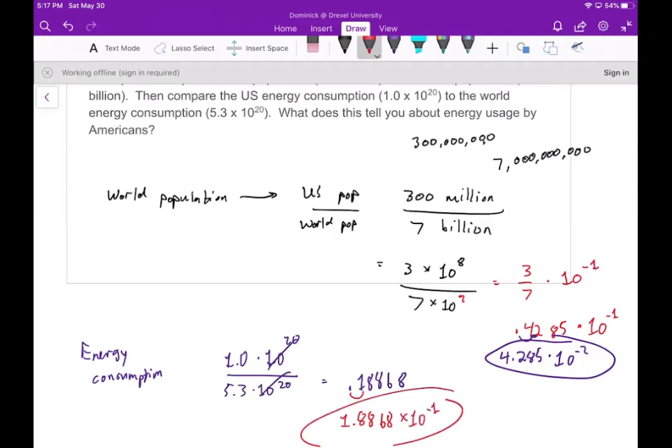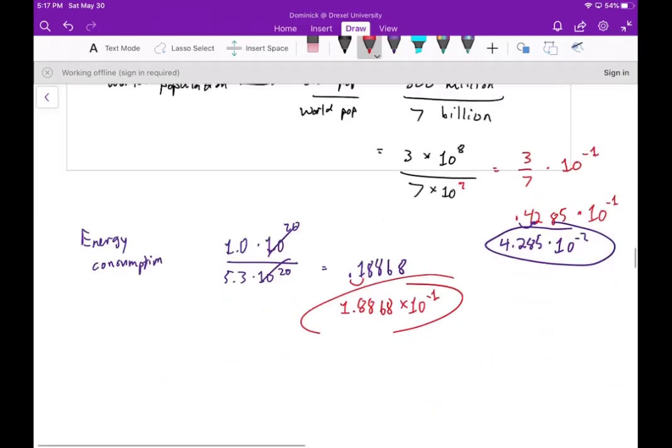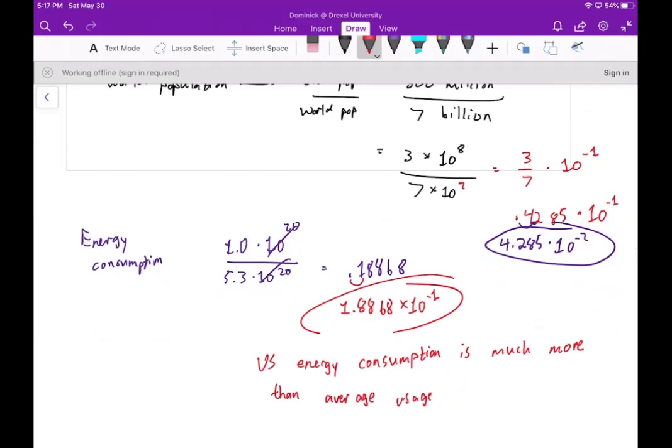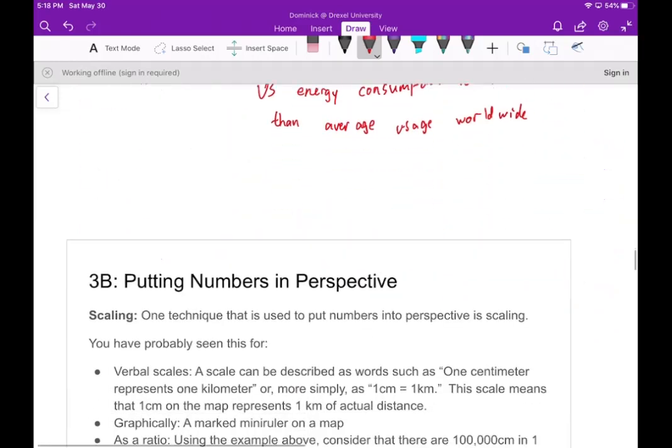Now, this number is a whole order of magnitude bigger than the world population. So what does this mean? This means that the US energy consumption is much more than the average usage worldwide. Otherwise, it would be closer to just the population. All right, so that's sort of an interesting example to look at.